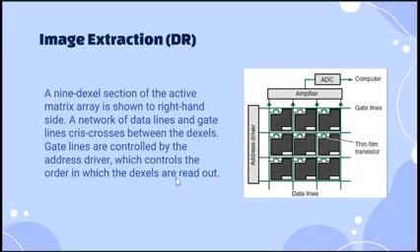A 9-Dexel section of the active matrix array is shown on the right-hand side. A network of data lines and gate lines crisscrosses between the Dexels. Gate lines are controlled by the address driver, which controls the order in which the Dexels are read out. In this picture, the data lines are the vertical lines and the gate lines are the horizontal lines. This is the address driver, which controls the gate lines horizontally.